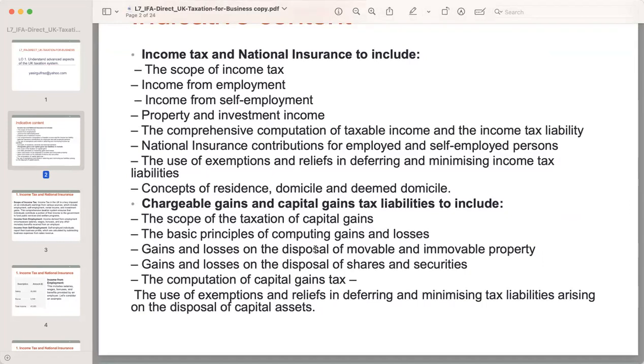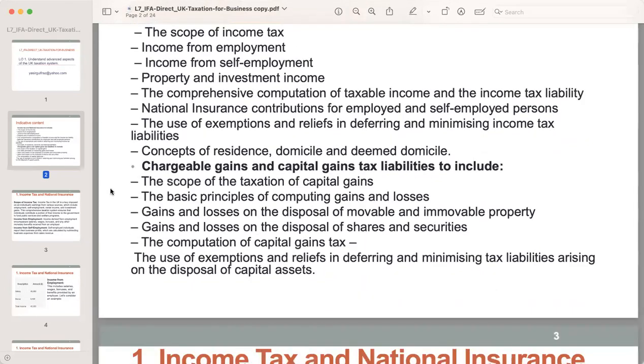So the basic principles of computing gains and losses on the disposal of movable and immovable property, gains and losses on the disposal of shares and securities, computation of capital gains tax, and the use of exemptions and reliefs in deferring and minimizing tax liabilities arising on the disposal of chargeable assets.